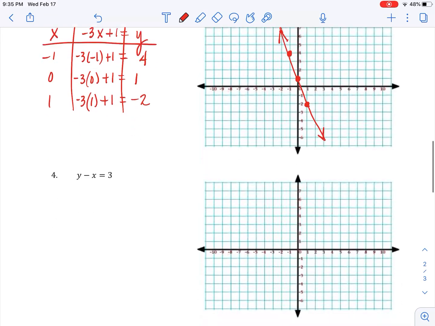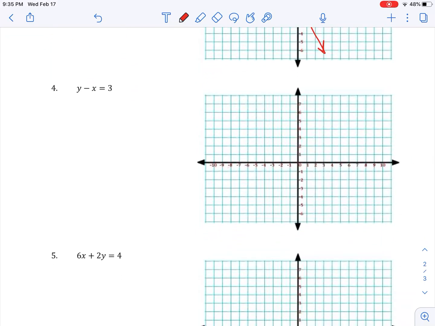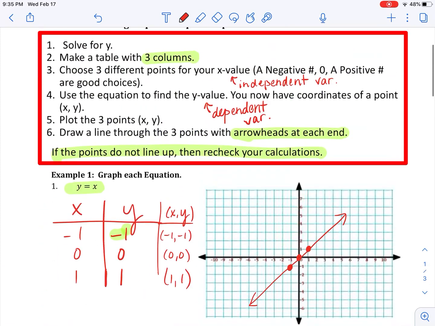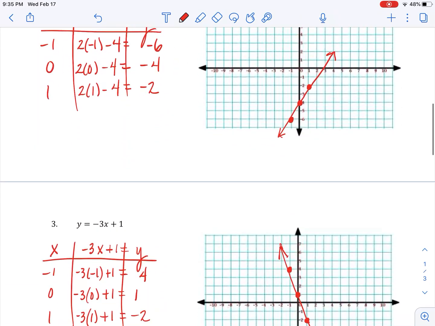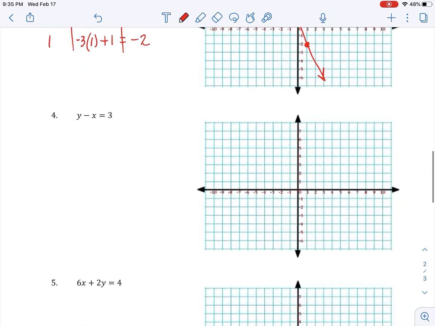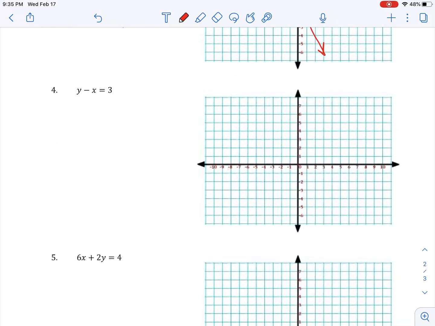All right, so let's throw a little bit of a twist in there. On number 4, you're going to notice that y is not isolated. And if you went back up to the first step here, it says solve for y. And so far, y has already been solved for. Y is already isolated. Once we get to number 4, we have to solve for y. And so since we're subtracting x from the y, we're going to add x so we can move it off to the other side. And now we will have an isolated y.